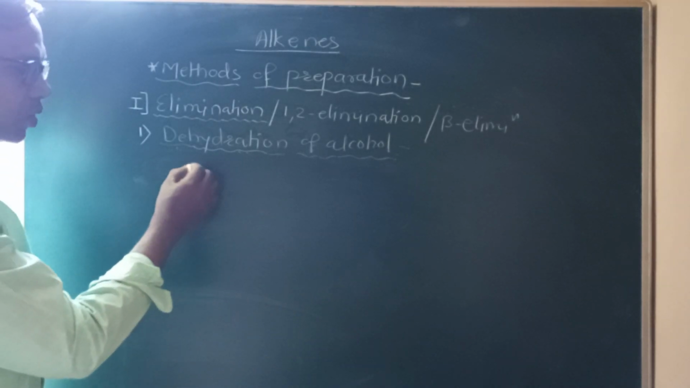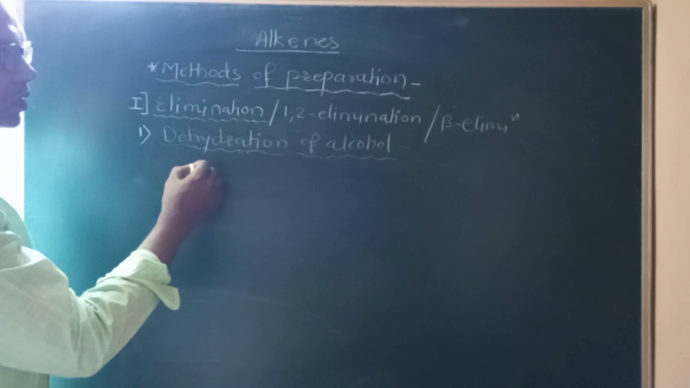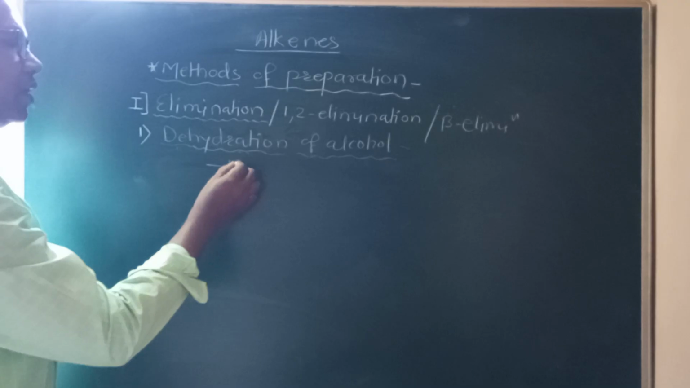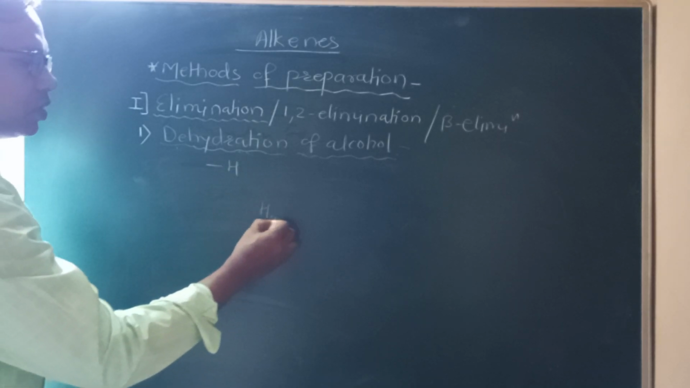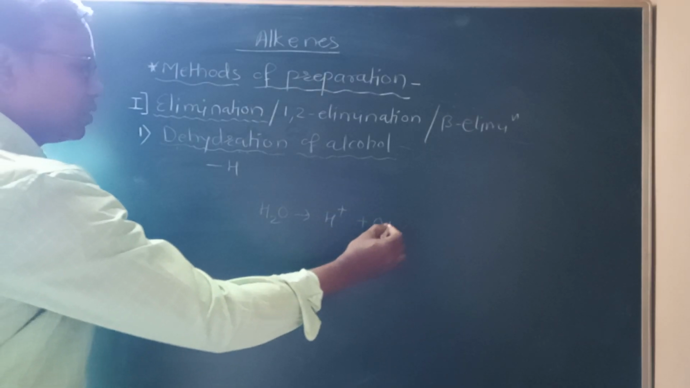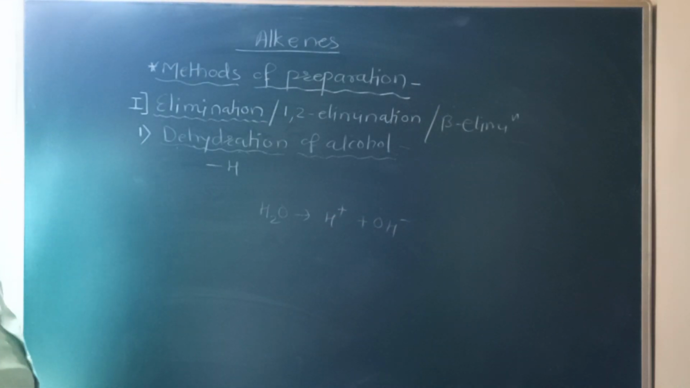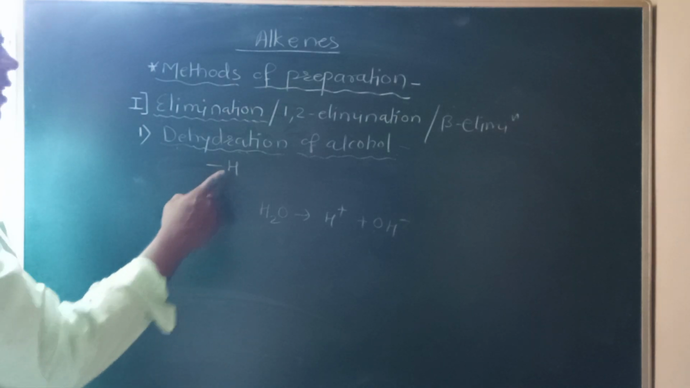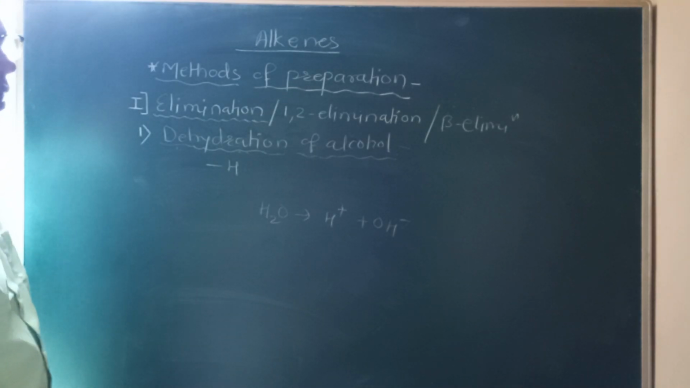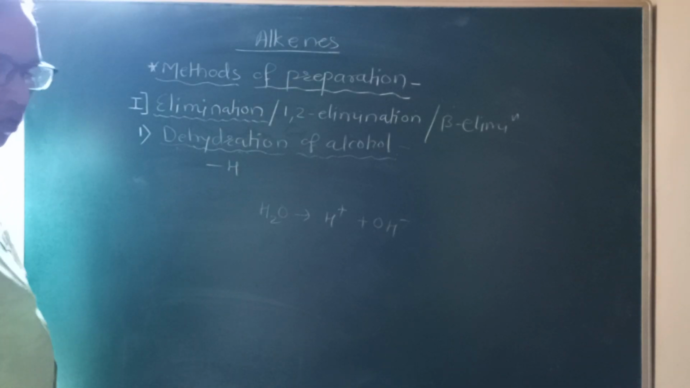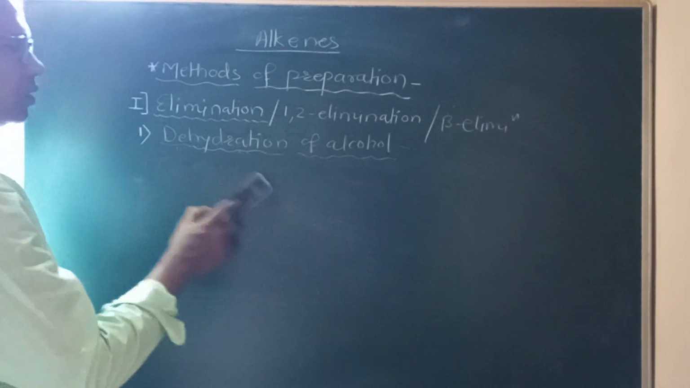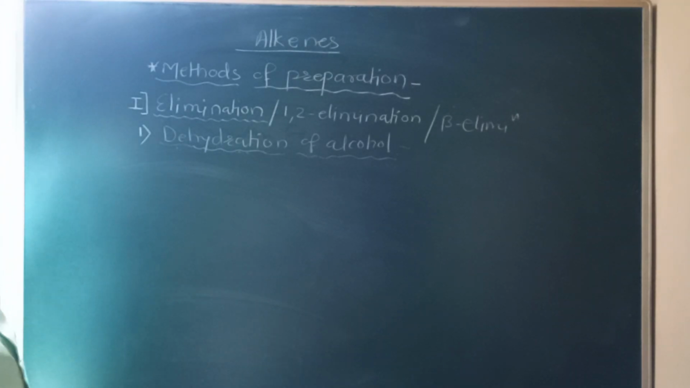And a very important or notable point is that whatever the dehydration, it always occurs from adjacent carbon atoms. Actually, water on dissociation gives us two ions, that is H plus ion and OH minus ion. So this H gets lost from one carbon and OH gets lost from another carbon. So loss of a water molecule, that is dehydration, always occurs from adjacent carbon atoms.